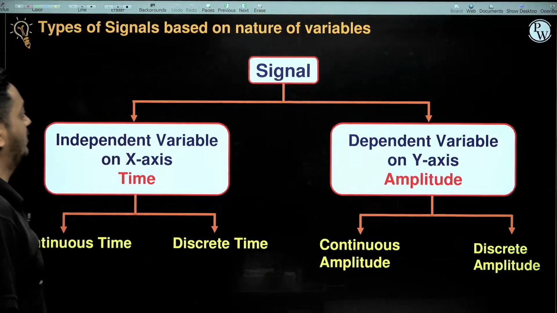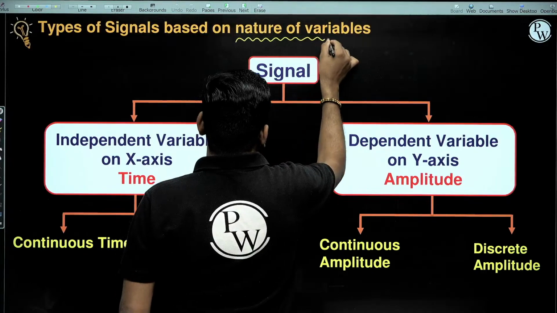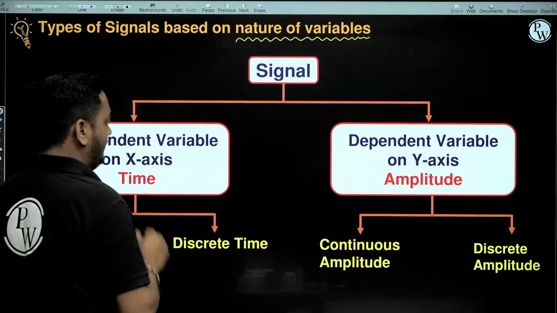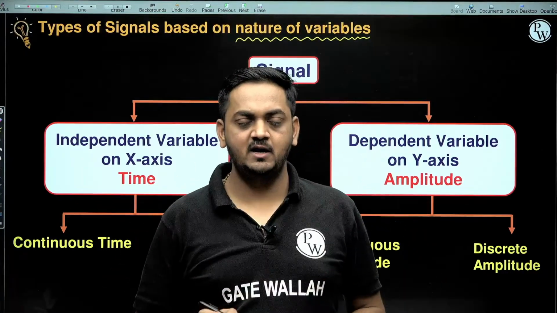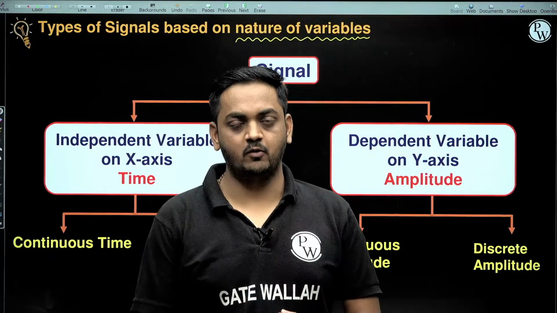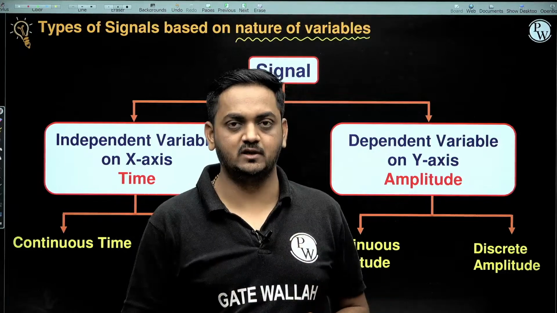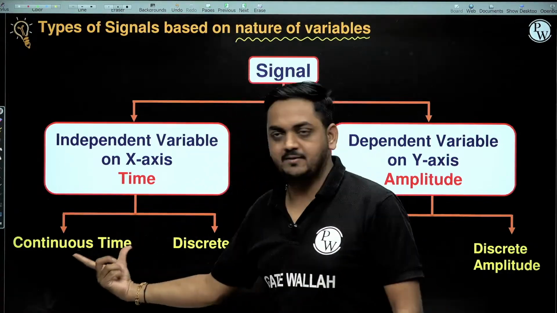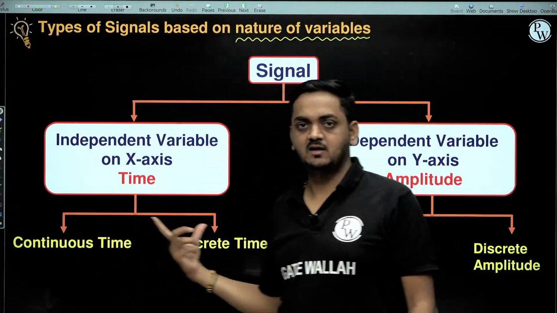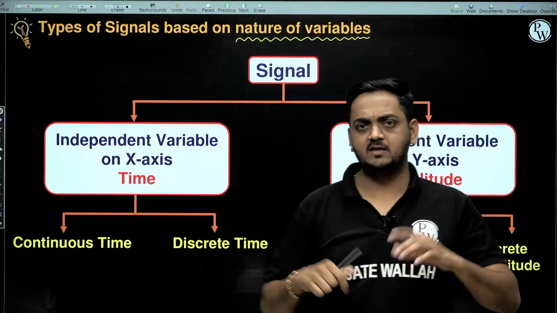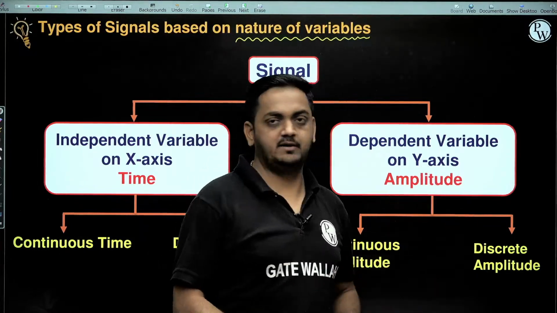Now here important, what is the nature of variable? Every time I am saying, guys, nature of variables, that is the nature of time and nature of amplitude. So here this time can be continuous and it can be discrete also. So depending on that, there are two types of signal based on the nature of time, continuous time signal and discrete time signal. Here the time will be continuous and here the time will be discrete. In detail also I will tell you. In the similar way, this amplitude can be continuous amplitude, it can be discrete amplitude.